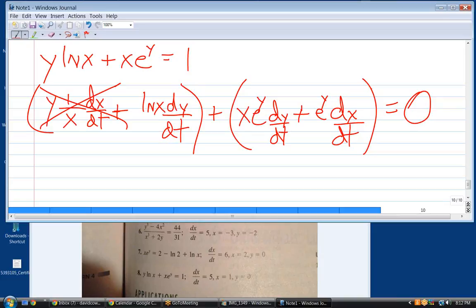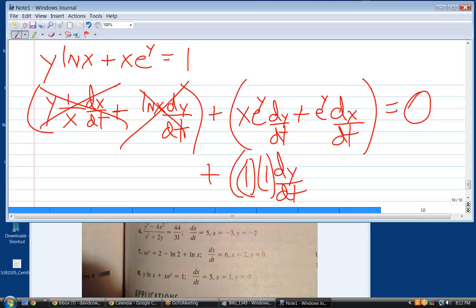What's the natural log of 1? 0. Don't have to do any substitution there. x is 1. e to the 0 is 1. dy dt plus 1 times dx dt, which is 5. dy dt equals minus 5.